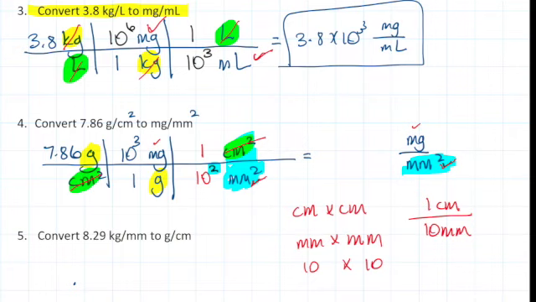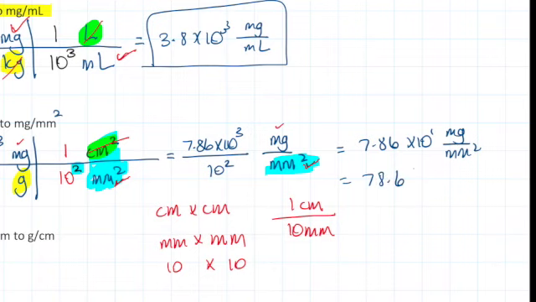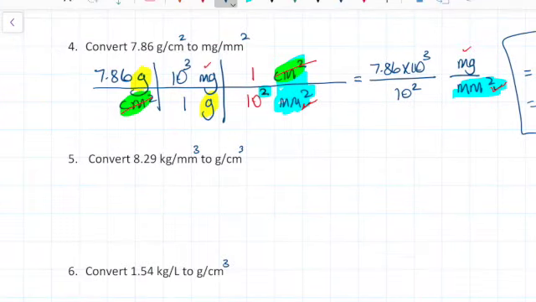So now what do I have? I have 7.86 times 10 to the third over 10 to the second. 3 minus 2 is 10 to the 1. So my final answer is 7.86 times 10 to the first milligrams per millimeter squared, or it would be appropriate to write 78.6 milligrams per millimeter squared. Now we're going to try a harder one. This one has cubes in it, but you'll be fine. Let's do it together. Here we go. 8.29 kilograms to millimeters cubed.